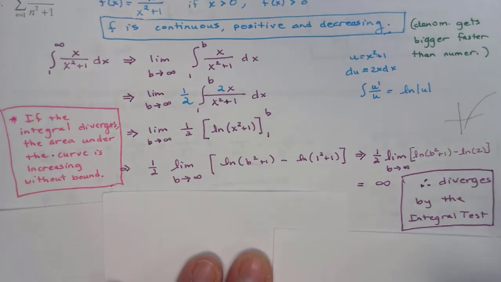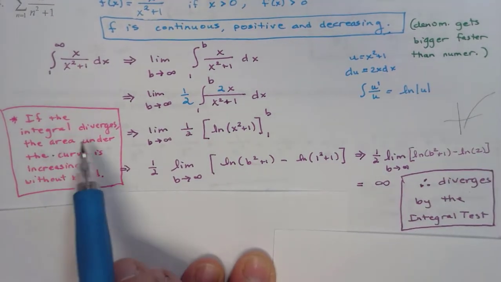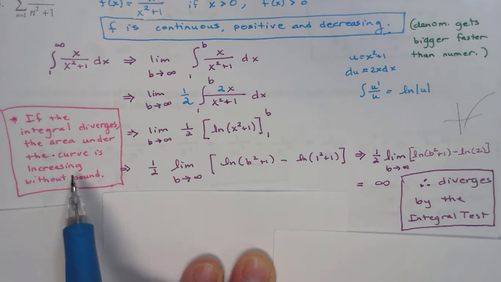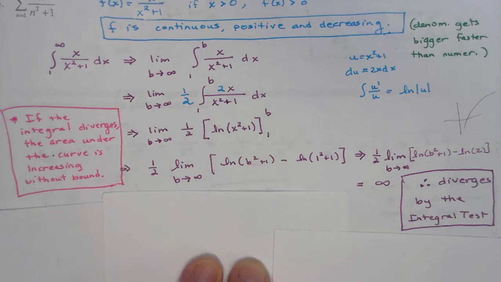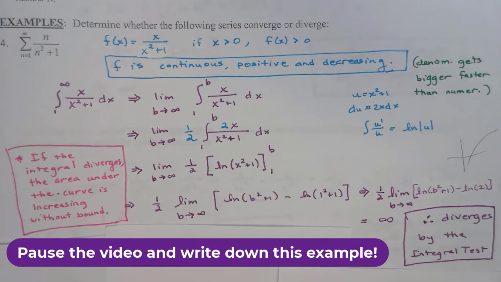Now, what does this mean? If the integral diverges, the area under the curve is increasing without bound. Pause your video and take a moment to write all of this down.